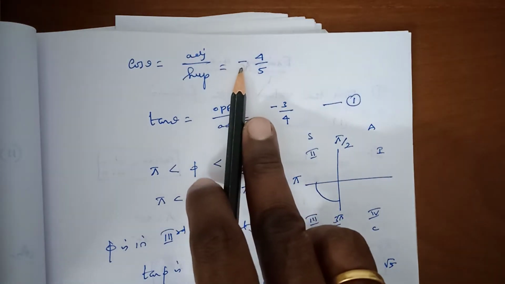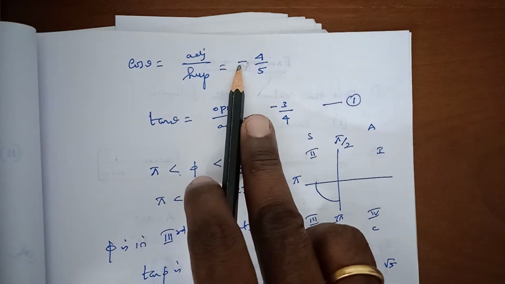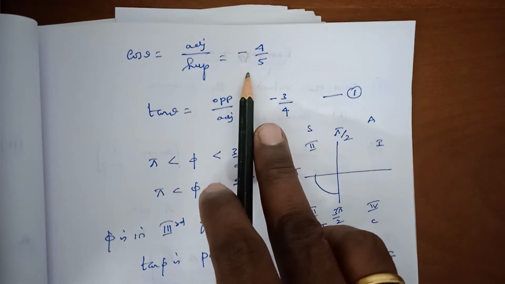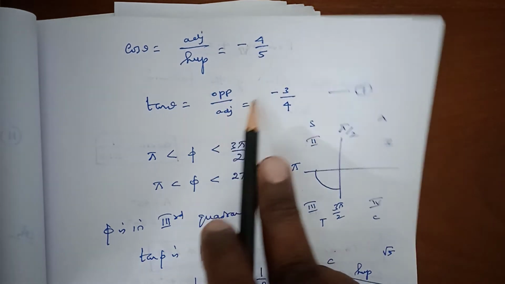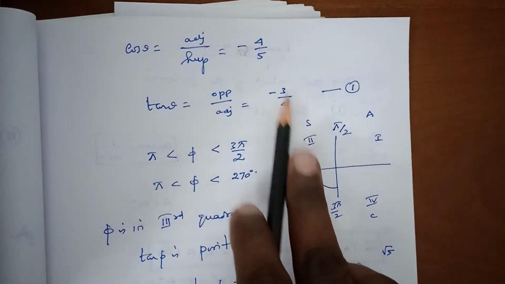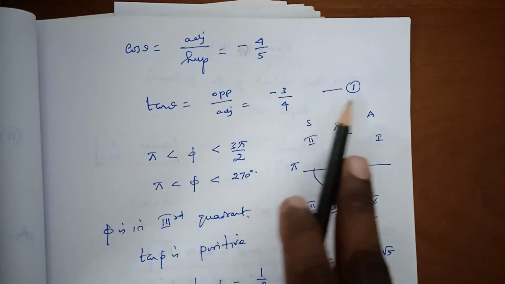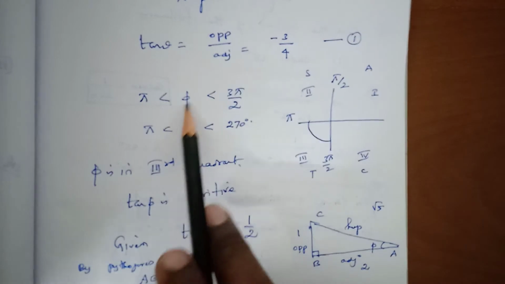This angle lies within the second quadrant, where only sin is positive and the remaining ratios are negative. The tan theta formula is opposite by adjacent, so tan theta is minus 3 by 4. This is equation number 1.